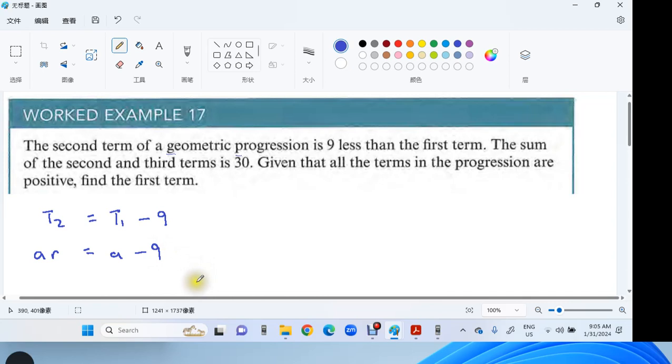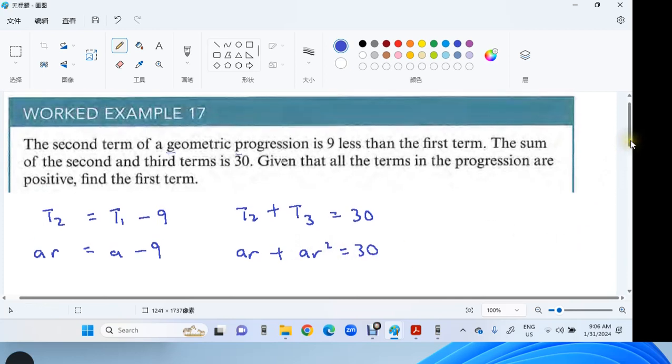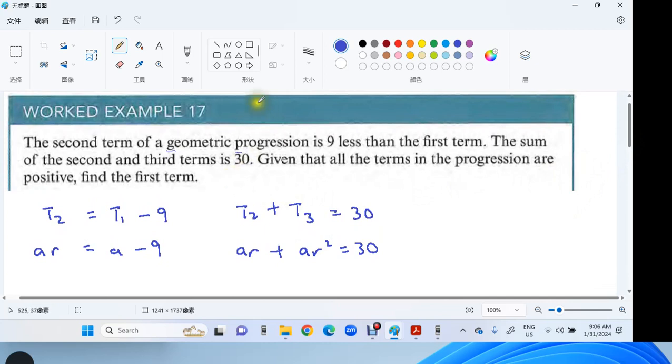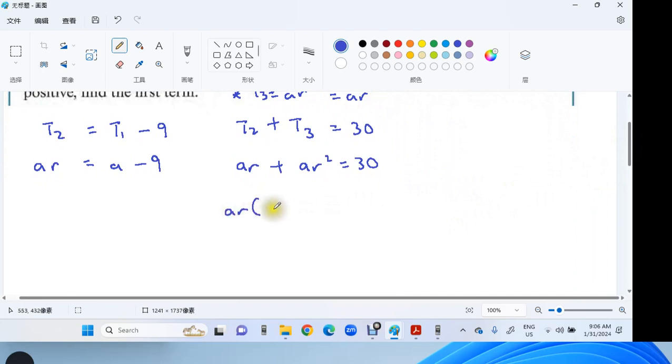Then the sum of the second term and the third term is 30. So this is AR plus AR^2 equals 30. Why is this AR^2? Because we know that the nth term is AR^(n minus 1), so the third term is AR^2. Over here we have AR factorized, 1 plus R equals 30.